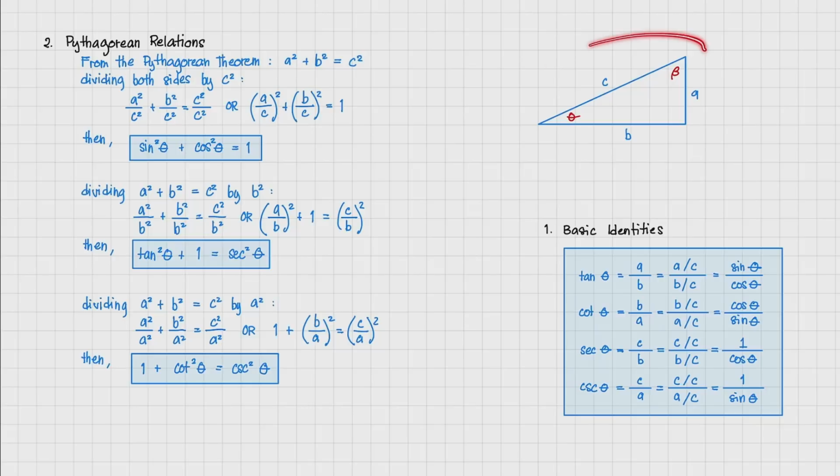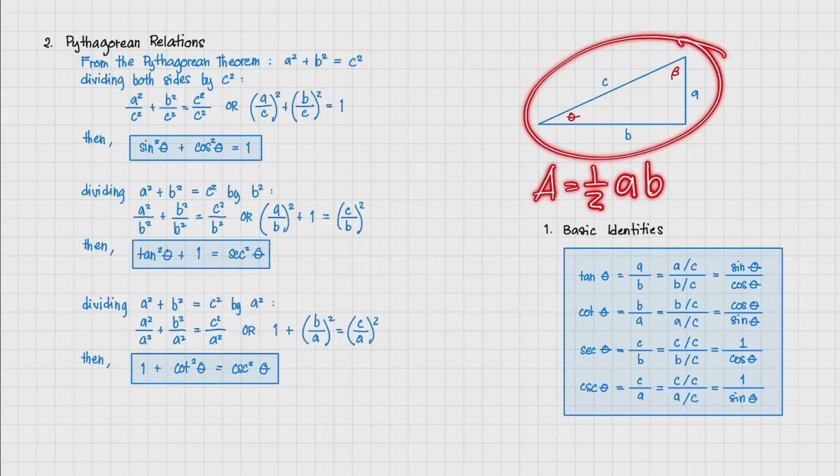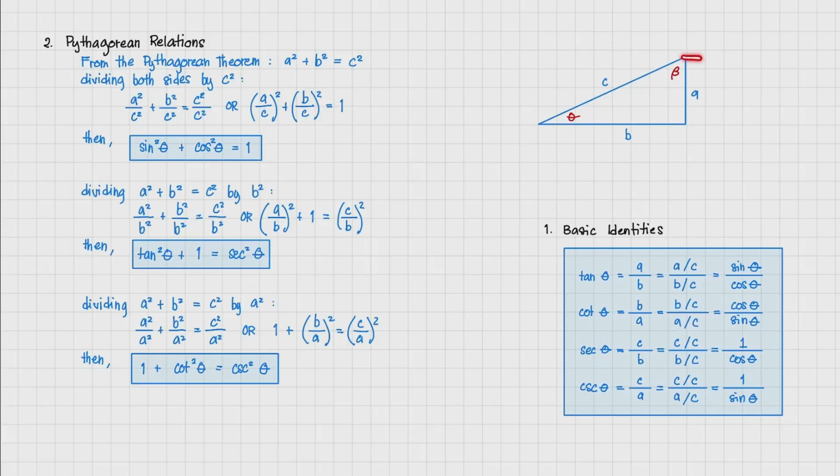Of course, ano yung formula natin for the area of a right triangle? It is just 1/2 base times height, or 1/2. In this case, in this triangle, it is a times b. So ito yung height natin. This would be your height, and this would be your base. Alright? So that's it for your right triangles and the functions and the identities in relations to right triangle.